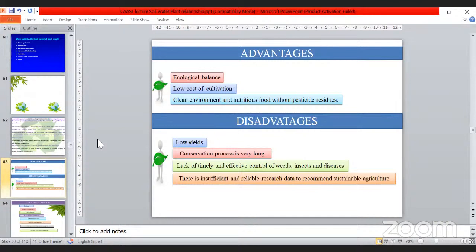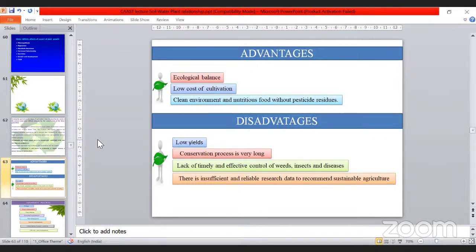But the disadvantage is that in the early beginning, because you have to depend largely on natural resources, yields may be lower, and the conservation process is very long. After 50 or 60 years of continuous use of chemical farming, or modernized farming, we are now converting to the conservation process. It takes some time to maintain its soil organic carbon, soil health, soil moisture, structure and texture, everything.